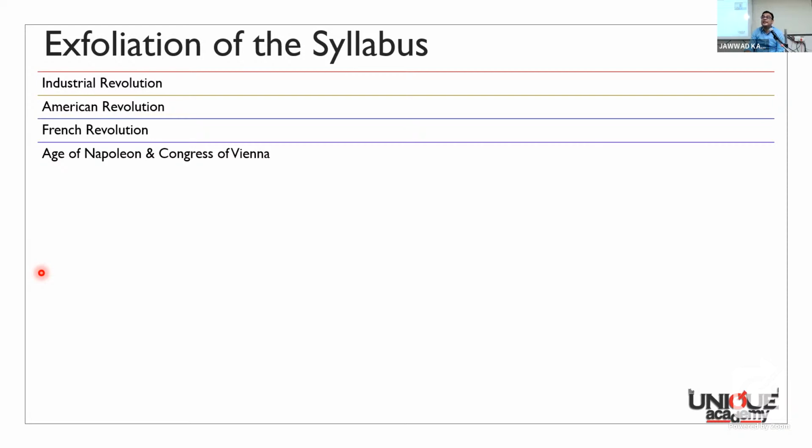Britain is the only exception which did not come under Napoleon's sway. Rest of Europe was directly or indirectly under Napoleon's sway. So how did Napoleon come on the back of French Revolution and become the Emperor of France? We'll try to understand that.